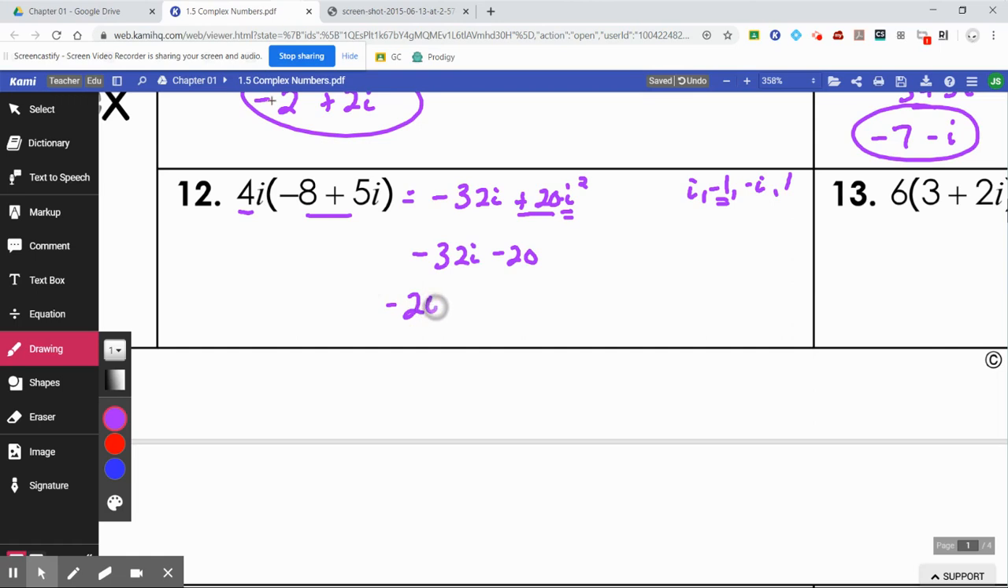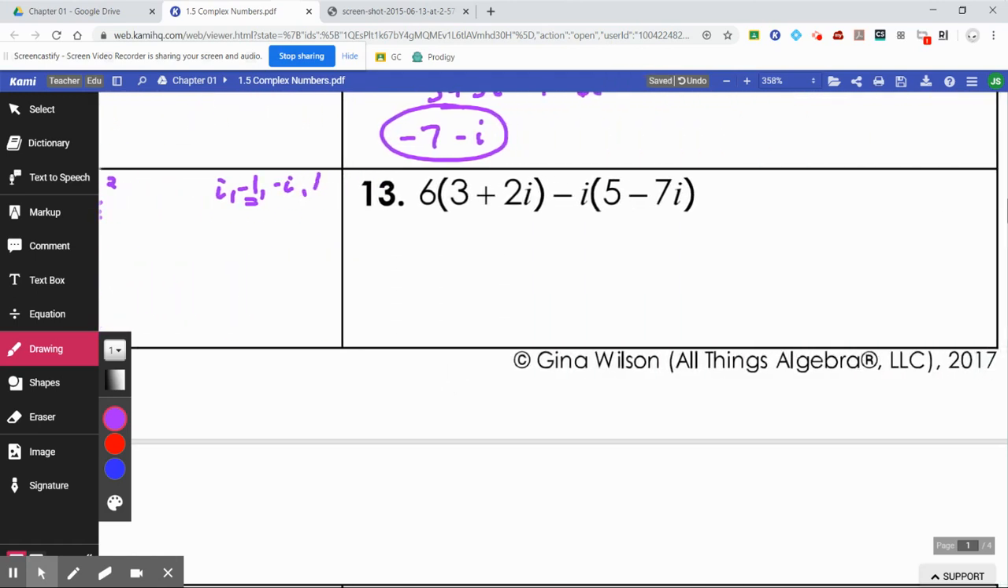And most of the time, you're going to have your real part written first and your imaginary part written second in that a plus bi form. So negative 20 minus 32i. Next up, you have a real number times a complex number, which is legal. That's 18 plus 12i. You just distribute. And then you have a pure imaginary times a complex number. And again, we're just distributing. Negative i times 5 would be negative 5i. And a negative times a negative would be a positive 7i squared.